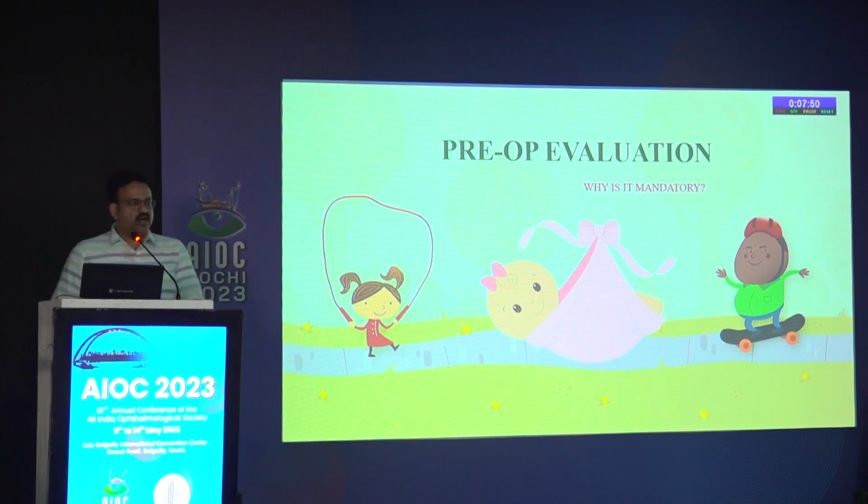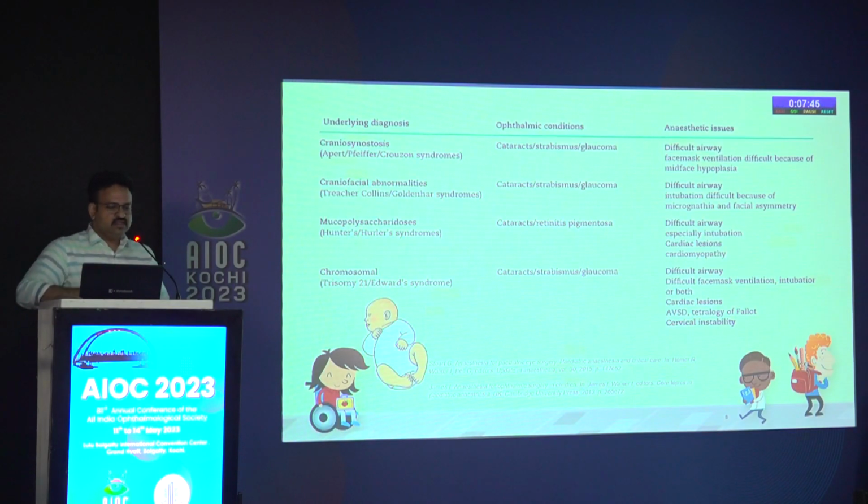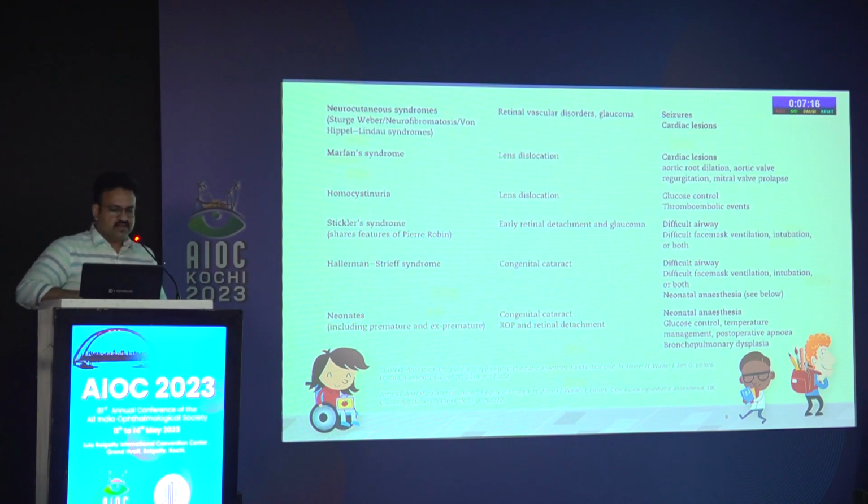Now, as we all know, why this pre-op evaluation is mandatory in these kids. We know that all these diagnostic issues can occur with children, like many of the underlying diagnoses and syndromic babies present with cataract, strabismus and glaucoma. They have a particular set of anesthetic challenges like difficult airway, difficult mask ventilation. Many of them have cardiac lesions, and they do have cervical instability. Like Marfan syndrome and all are having a lot of cardiac lesions.